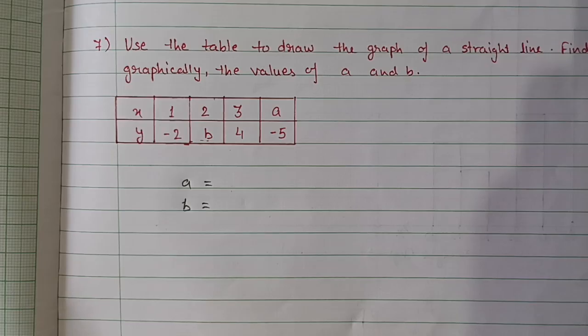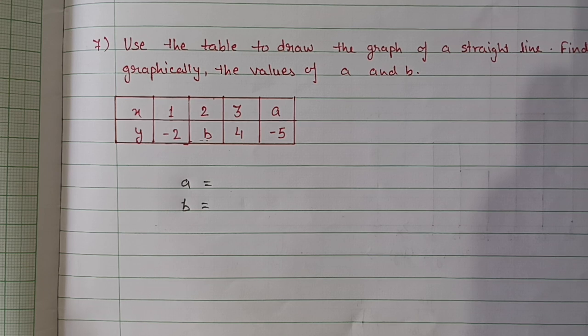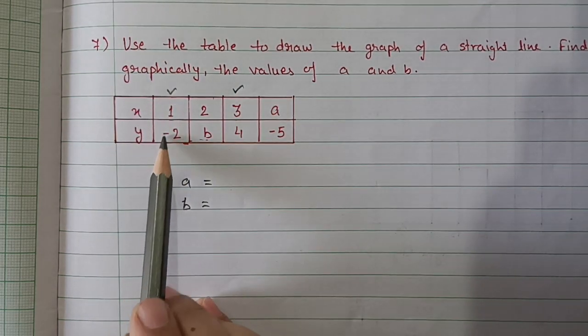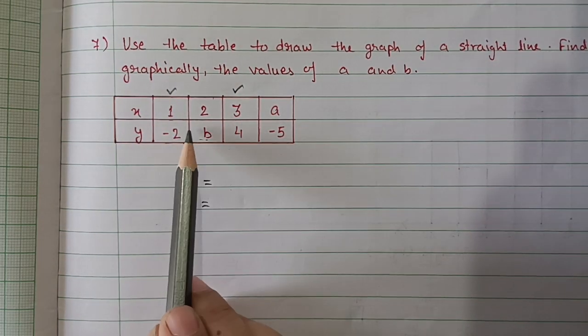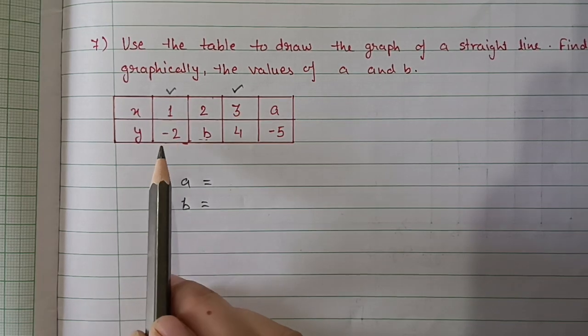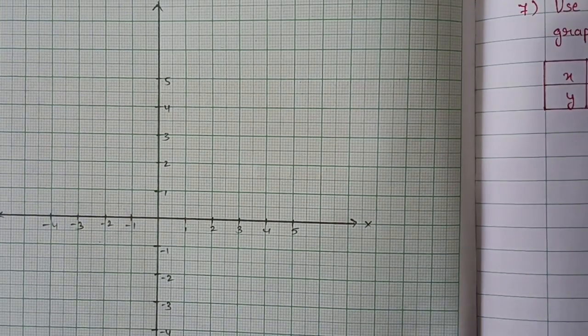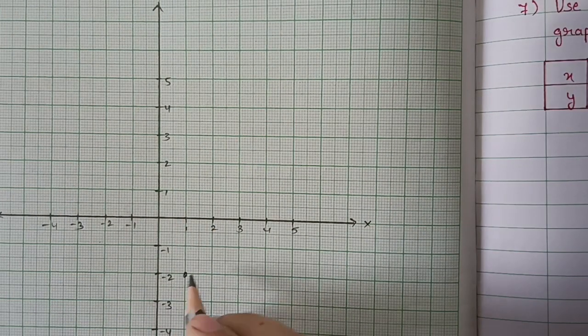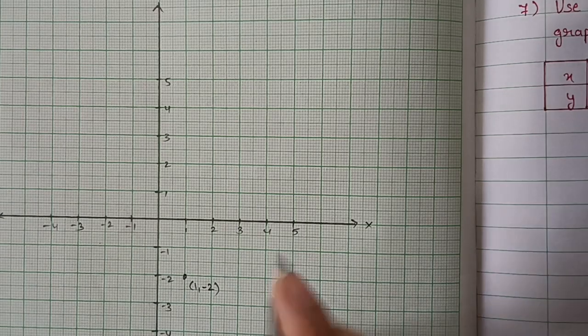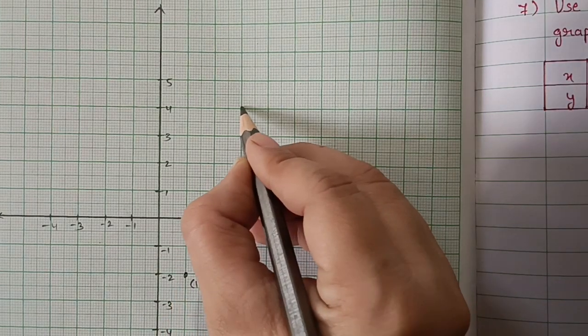Next we have question number 7. Use the table to draw the graph of a straight line and find graphically the values of a and b. So in this table, these two values are given totally. So we'll plot these two, and with the help of these two we will find out value of a and b. So first point we have 1, minus 2. This is our first point. Then next point we have 3, 4.